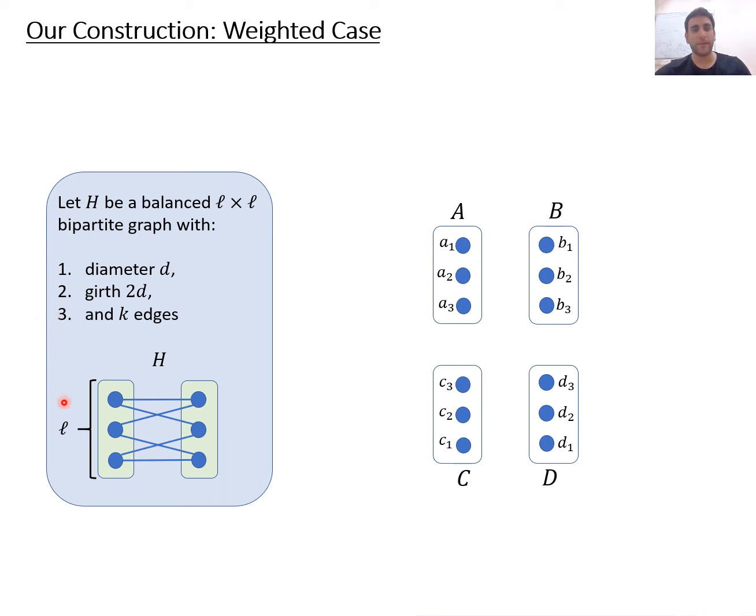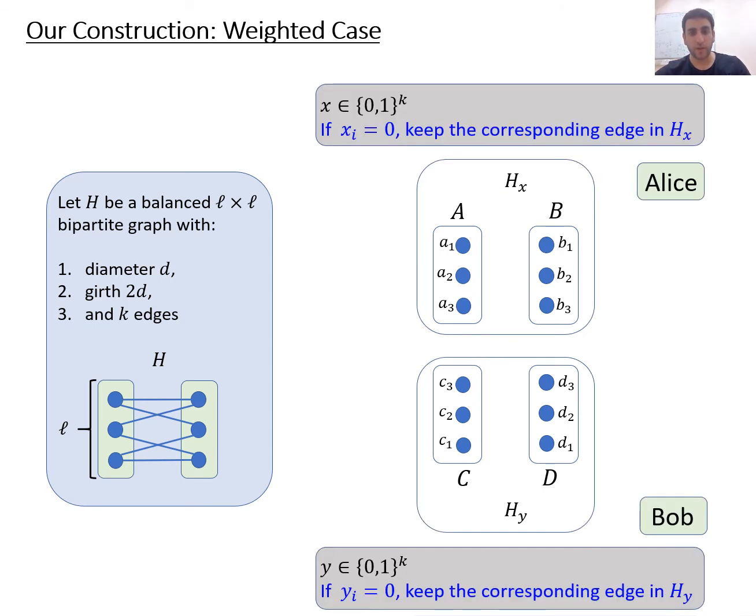So in this example, L is 3, and we have an L by L bipartite graph with 6 edges, girth 6, and diameter 3. That's because H in this example is just a 6 cycle. And in our construction, we're going to have two copies of H, Hx and Hy, where Hx depends on the string X and Hy depends on the string Y. In Hx, we're going to keep only the edges that correspond to the 0 bits of X, and in Hy, we're going to keep only the edges that correspond to the 0 bits of Y.